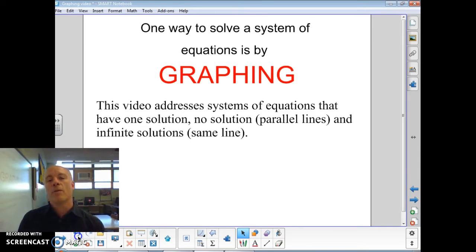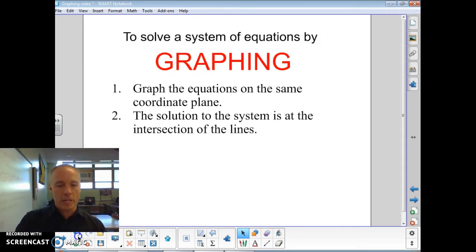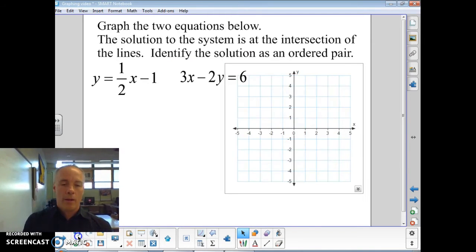One way to solve a system of equations is by graphing. So that's what we're going to talk about now in this video. We're going to address systems of equations that have one solution, no solution (parallel lines), and infinite solutions (the same line). To solve a system of equations by graphing, first, you graph both equations on the same coordinate plane. Second, you look at the point of intersection. That is the solution to the system.